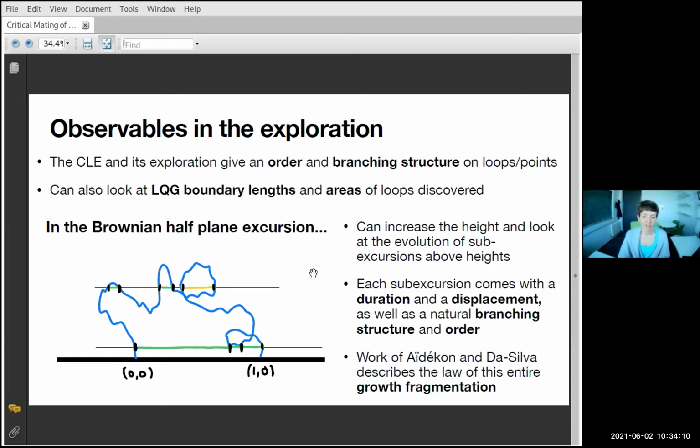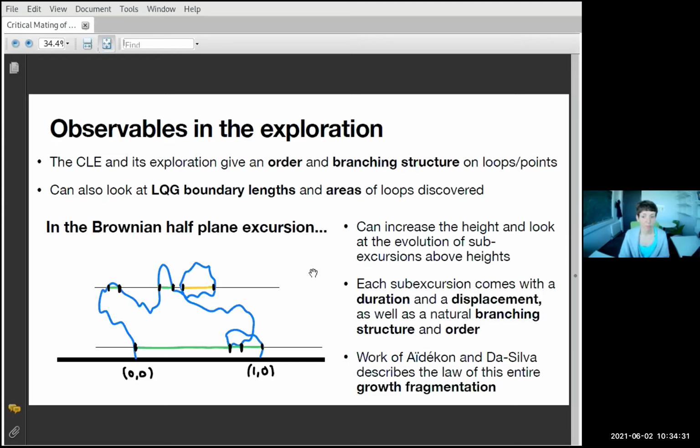Okay, and in fact, this entire process was recently described completely explicitly as a growth fragmentation process by Elie Aïdékon and William Da Silva. So they were able to describe the law of this process embedded in the Brownian half-plane excursion completely explicitly as a growth fragmentation.